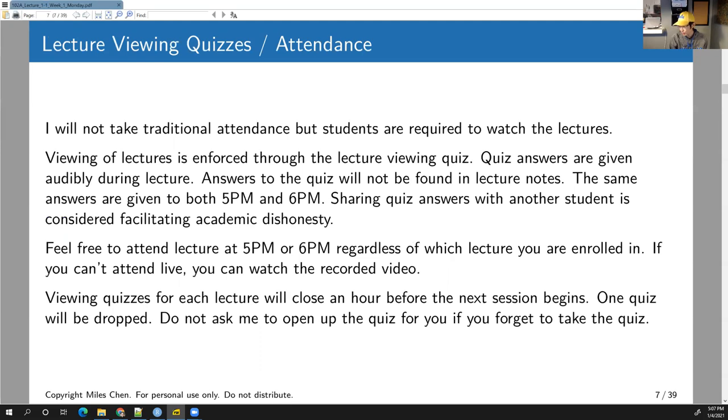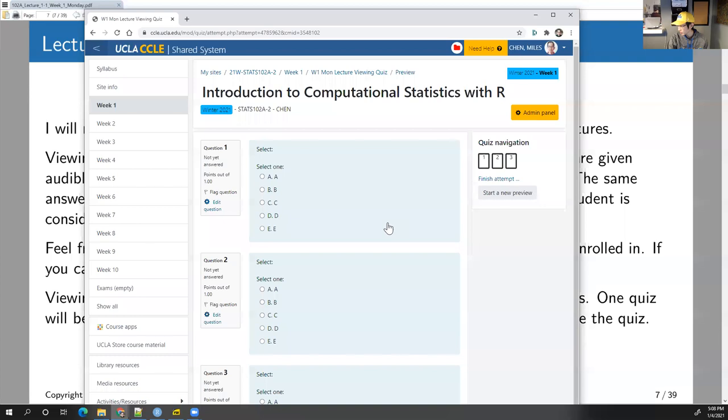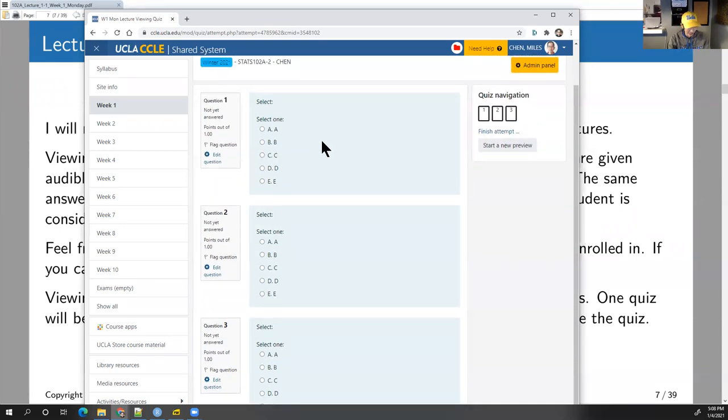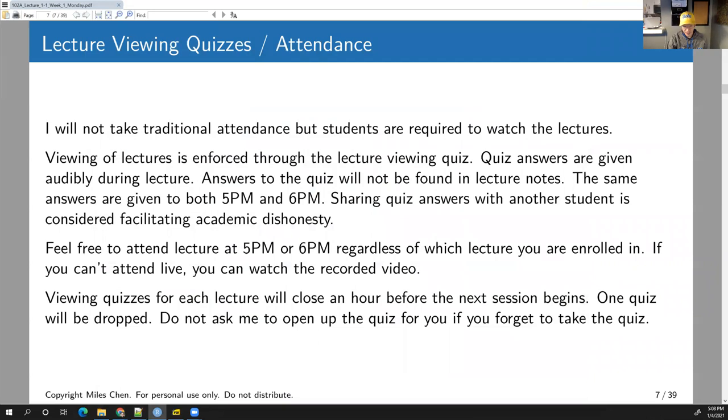Let me talk about lecture viewing quizzes, okay? I'm not gonna take traditional attendance and go down the list and call off your names, but everyone is required to watch lectures. The viewing of the lecture is gonna be enforced through the lecture viewing quiz. If you go on to CCLE, this is what it might look like. The lecture viewing quiz is gonna be three multiple choice questions, and there's no context to the questions. It's just A, B, C, D, E, okay? And there's no way you would know what the answers are unless you attend lecture, okay?